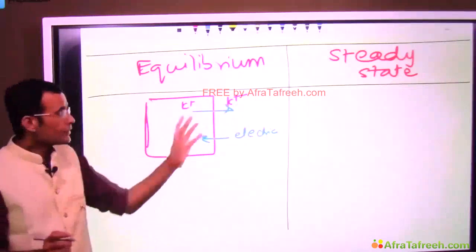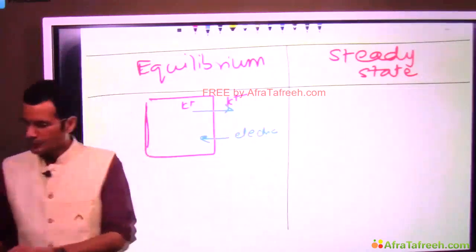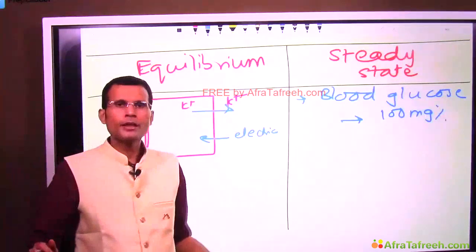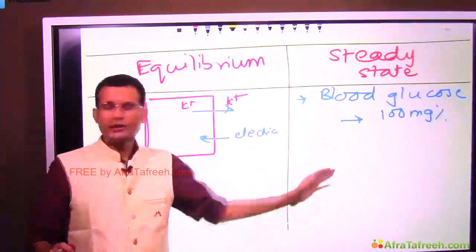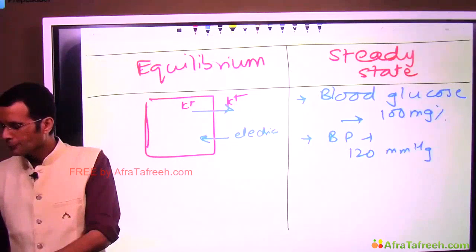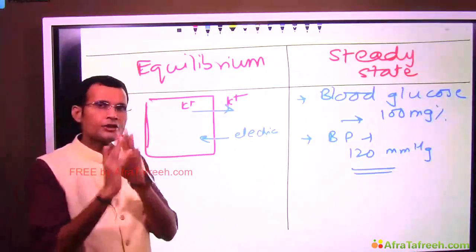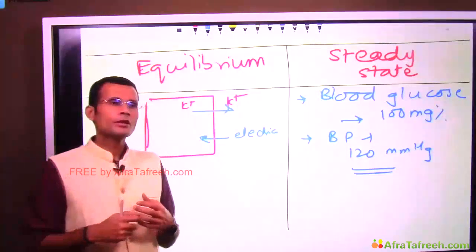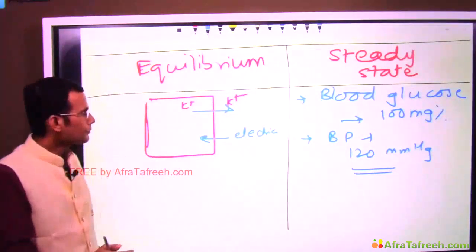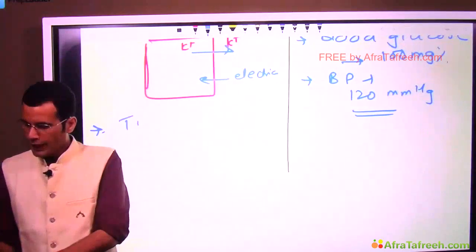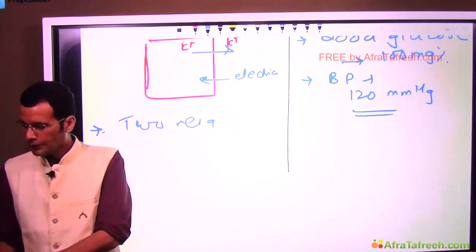So that's the example. For a steady state condition, there are lots of examples. For example, when blood glucose is maintained at 100 milligram percent, it's held constant at 100 milligram percent, we say this is a steady state condition. Or when blood pressure is maintained at, let's say, 120 millimeters of mercury, it's a steady state condition. So steady state condition is a reality. It does happen in the body. Equilibrium is a relatively hypothetical or theoretical condition. Okay, let's compare the two. Equilibrium means it happens between the two neighboring compartments.